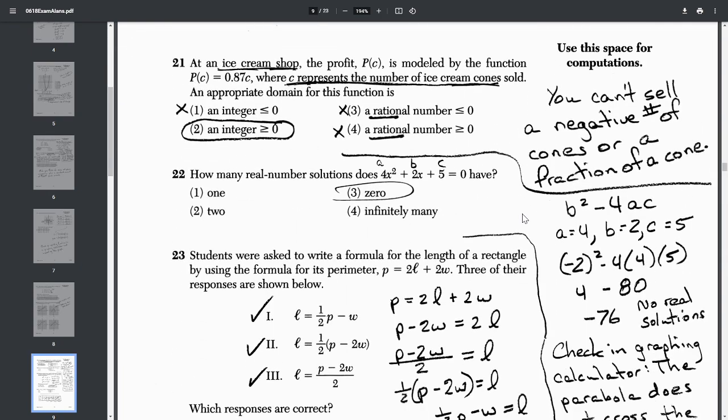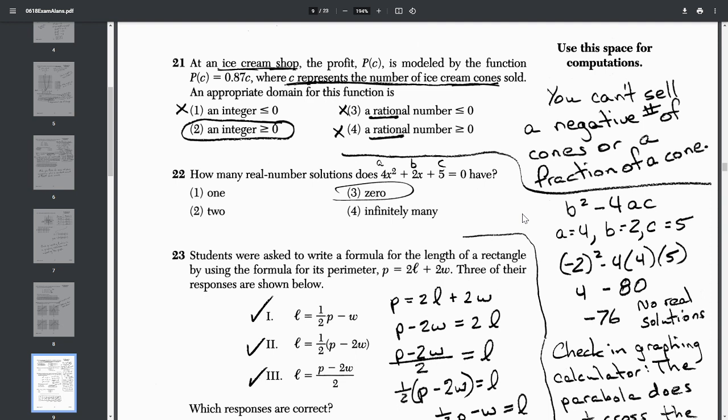Number 21, what is the appropriate domain? Domain is the input. Domain is the allowed x values. So if we're selling ice cream and C represents the number of ice creams sold, we're not allowed to sell negative ice creams or decimal ice creams or fraction ice creams. So choice 2 shows we're only allowed to sell integer numbers of ice creams greater than or equal to 0. You could sell 0 ice creams, you could sell 1, 2, 3, but you can't sell negative and you can't sell decimals. That's why he picked choice 2.